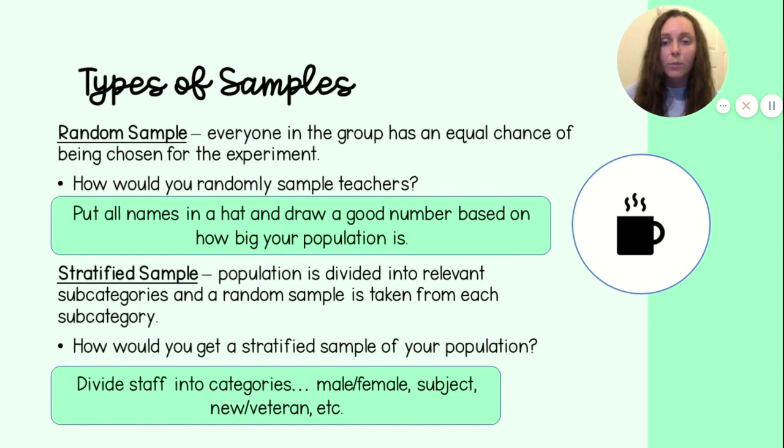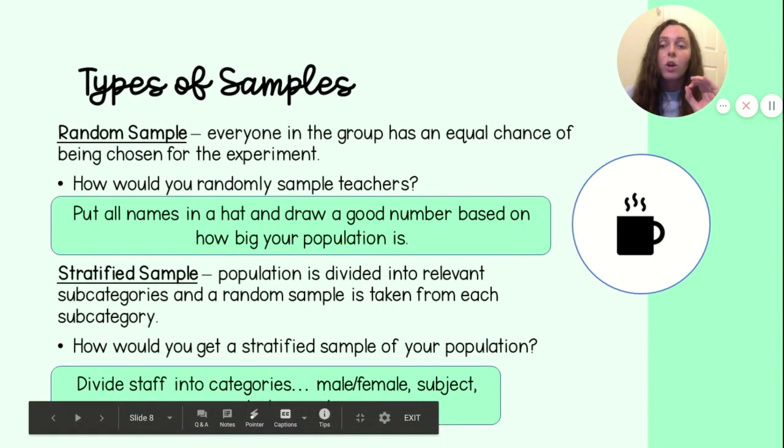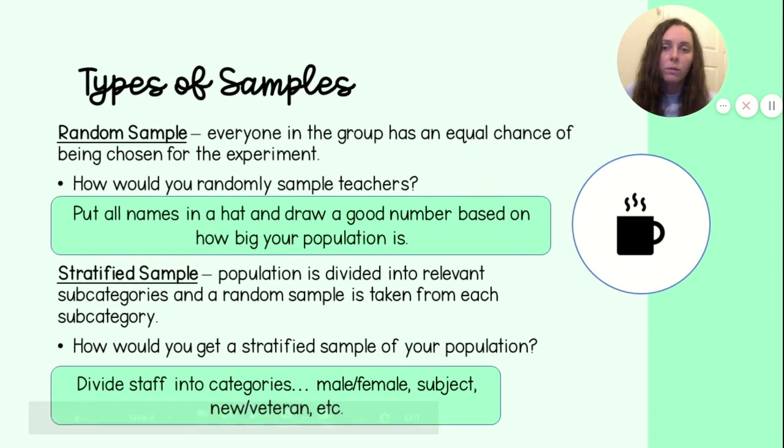You can get a stratified sample, which is basically where you take your population, you divide it into relevant subcategories, and then you take your random sample from there. So, for example, maybe you could put all of the teachers in categories based on subject, maybe all the science teachers together, all the math teachers together, and then take random samples out of that. Or you could split them up male, female, a new teacher versus an old teacher, something like that. So just make sure you know the difference between random sample and stratified sample.